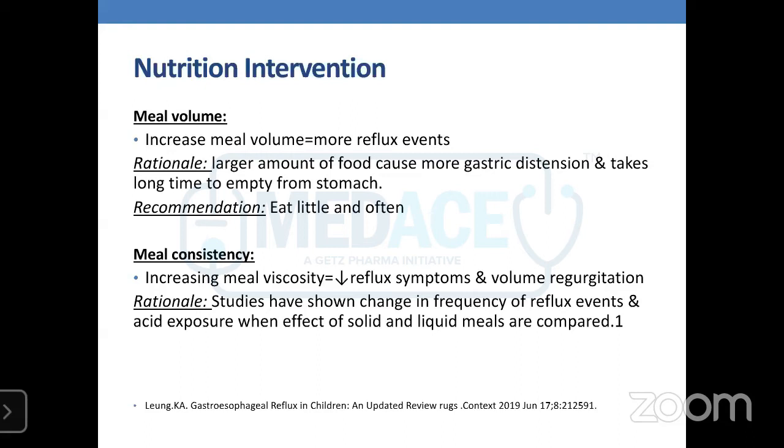The data regarding meal viscosity is somewhat inconclusive, but there are several studies which have shown positive results when comparing solid and liquid meals. From this finding, what we advise our patients is not to take liquid along with the meal or along with the food. We ask them to take the liquid in between meals.